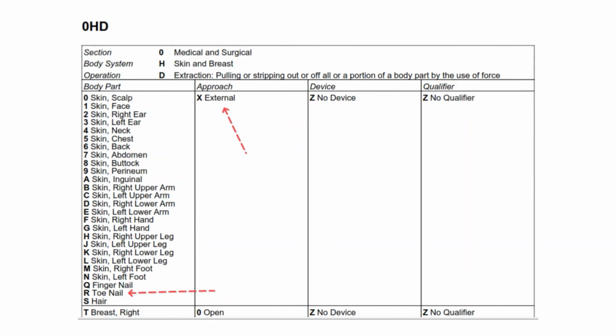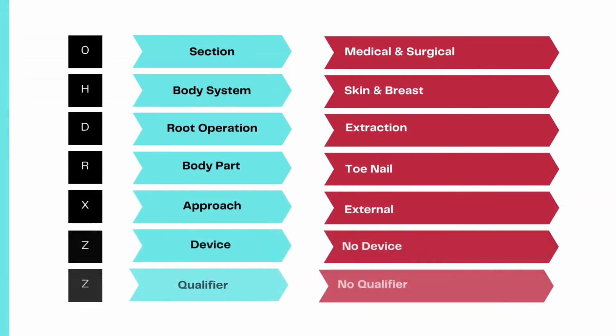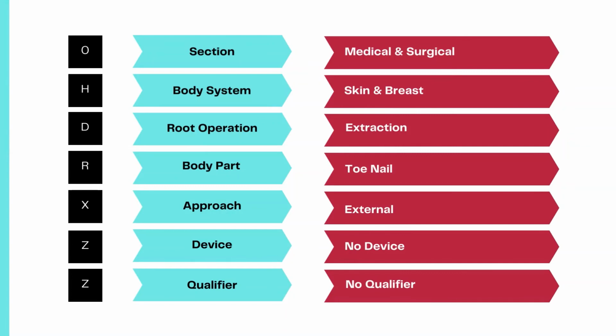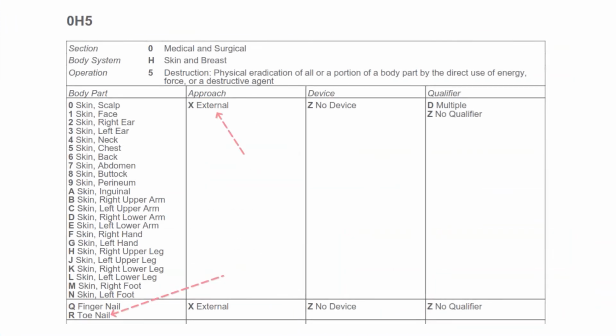Section is medical and surgical. Body system is skin and breast because nails are considered part of the skin. Root operation is extraction. Body part is toenail. Approach is external. No device for the sixth character. And the seventh character is Z, which denotes no qualifier. So the code for the extraction of the toenail would be 0, H, D, R, X, Z, and Z. This is for the extraction of the toenail.